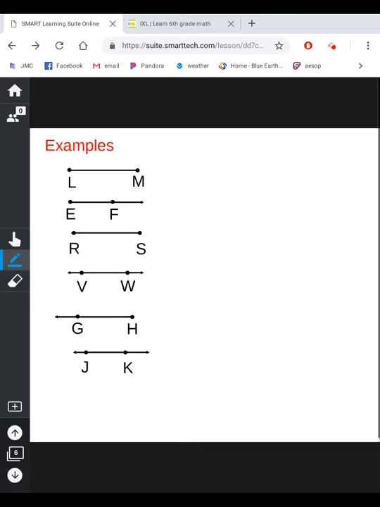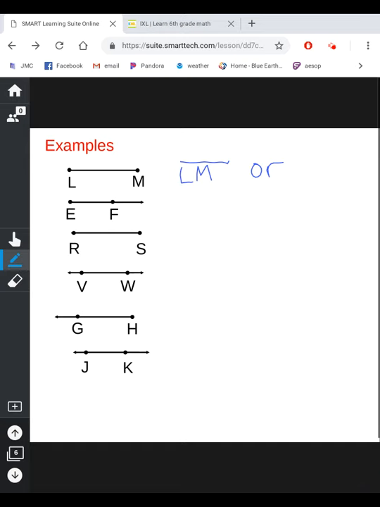We have a few examples here. So if I look at this first line, I can see that since there are two endpoints, it is a segment. And a segment is identified with just a single line. And now I can identify that segment as segment LM. Or can you figure out how else you can label that segment?